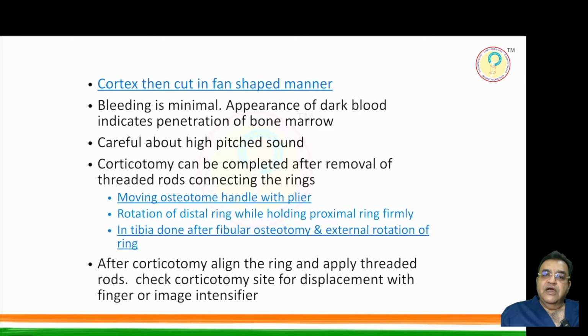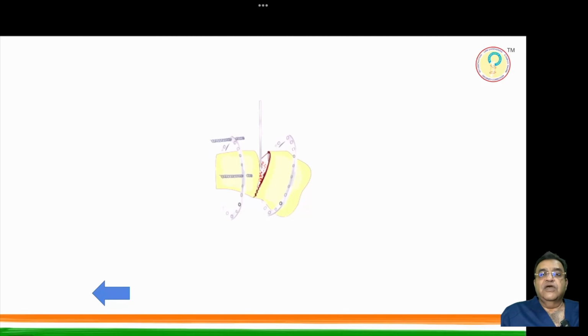Corticotomy can be completed after removal of the threaded rods connecting the rings. You unscrew the threaded rod and then do this technique with a plier. You can break the corticotomy like this. Once it is done, you can reapply the threaded rods.